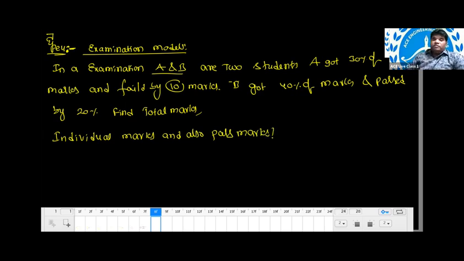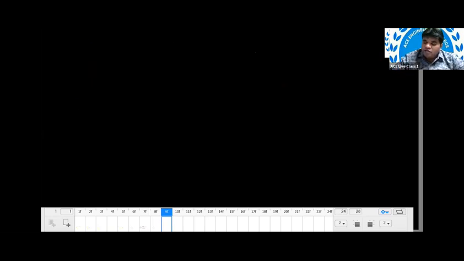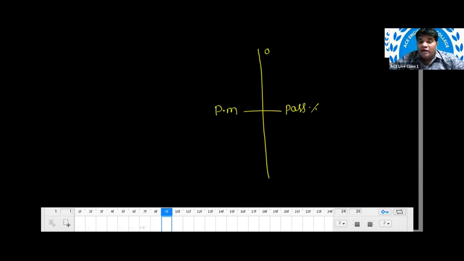Okay, this is our concept. In an examination, A and B are two students. A got 30% of the marks and failed by 10. So this is the examination line, from 0 up to 100%. On the right hand side is the pass percentage, on the left hand side the pass marks. From 0 to 100, right hand side value, A got 30%.